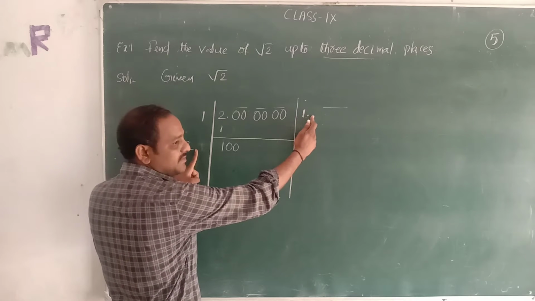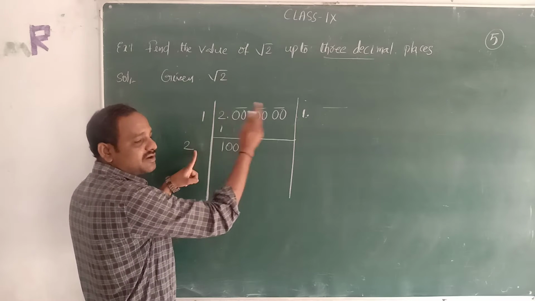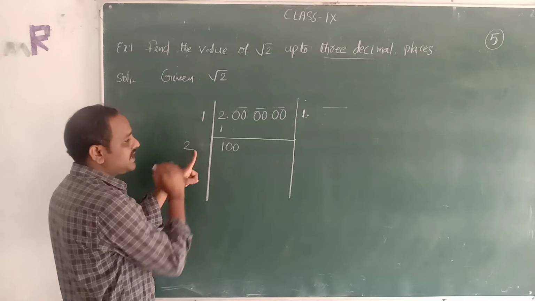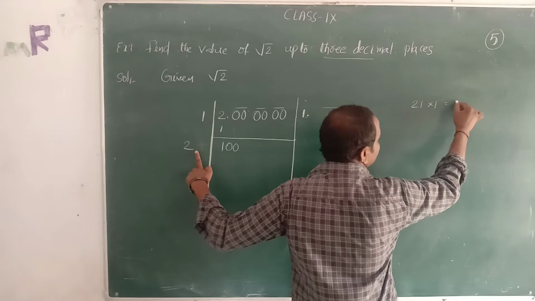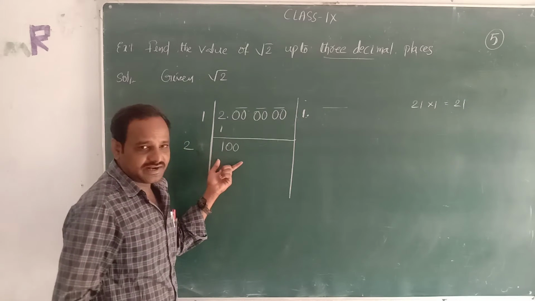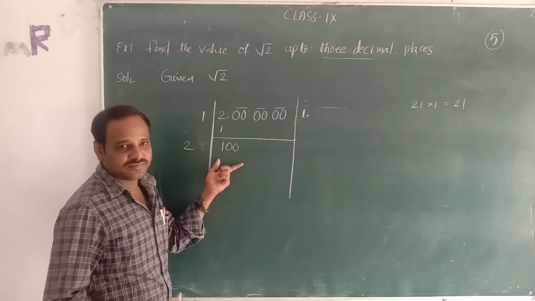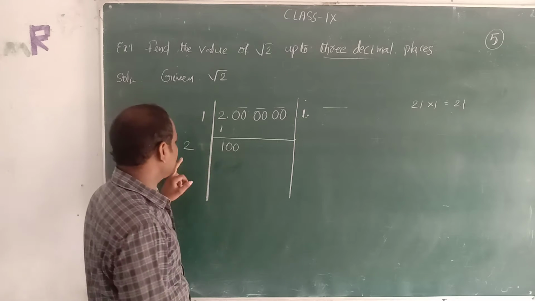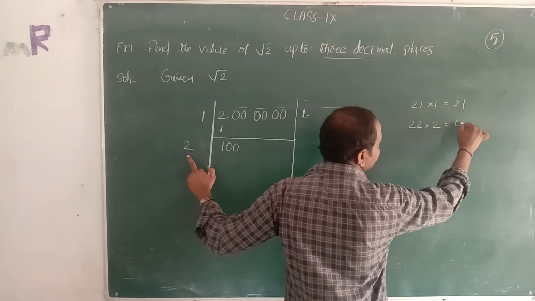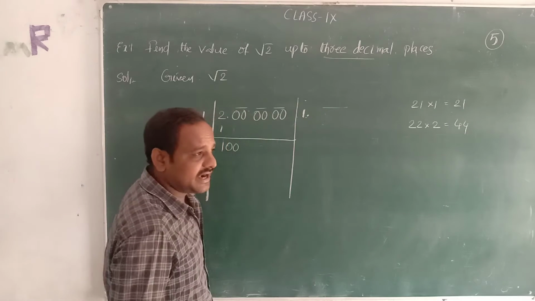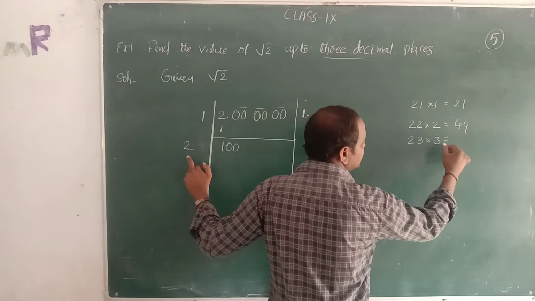Now again, which number are you going to take here? The same number you have to take here also, and with the same number we have to multiply. If you take 1 here, what happens? 21. So 21 ones are 21. But here it is 100, so we have to check up to the closest number. If you take 2, 22 2s are how much? 44. And there is a possibility. If you take 3, 23 3s are how much?